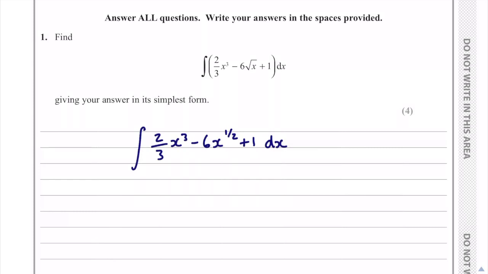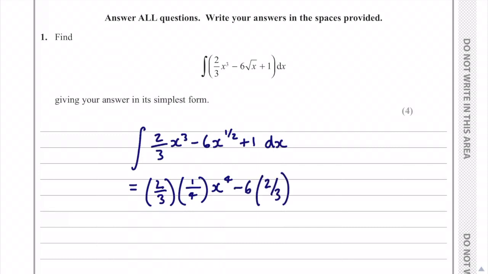Now, to integrate a function, we add 1 to the power and we divide by the new power. So 2/3 x cubed is going to become 2/3 multiplied by a quarter, all multiplied by x to the power 4, because we add 1 to 3, which is 4, divide that by 4, so that's the same as multiplying by a quarter. And minus 6x to the power of a half is going to become minus 6 multiplied by 2/3 multiplied by x to the power of 3 over 2. And then plus 1 becomes plus x.